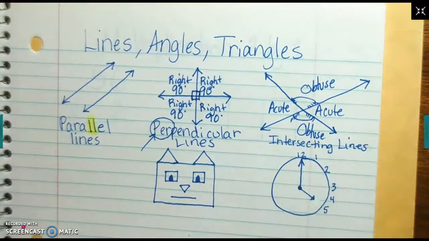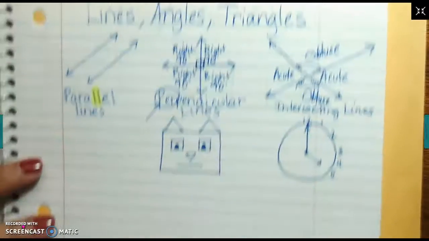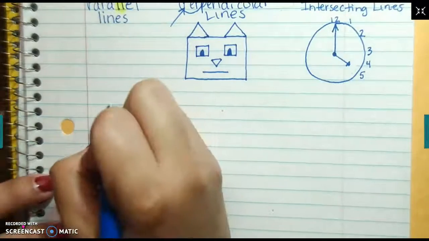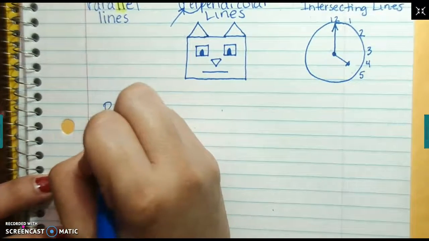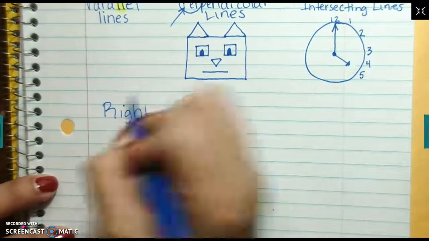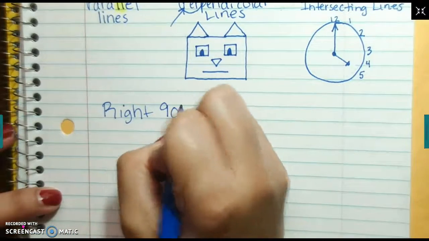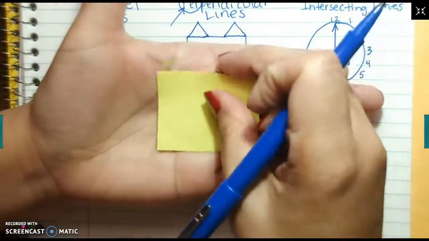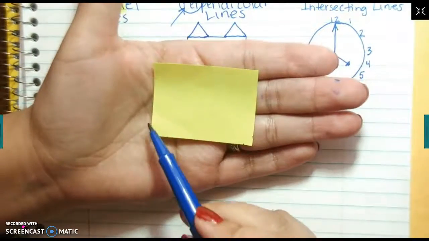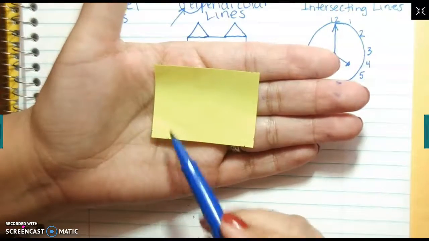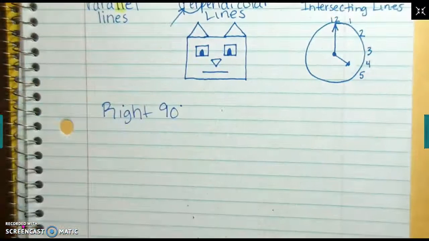And I guess I should have started with angles. Okay, so I'm going to go back to these pictures in just a little bit. So let me go ahead and show you angles. A right angle is a perfect corner. Okay, so it's a 90-degree perfect corner, and I always like to use the post-it trick, which tells you that this corner, or any corner of a paper, is 90 degrees.